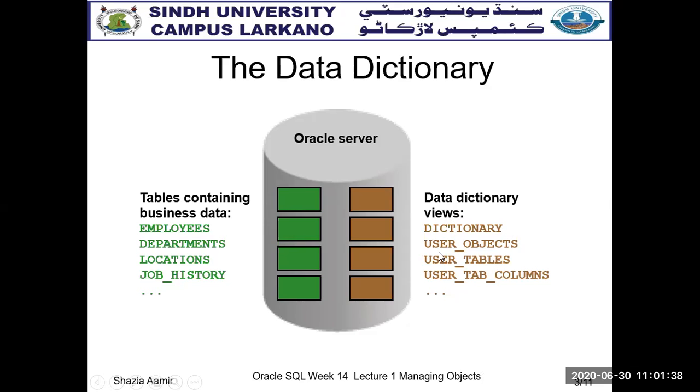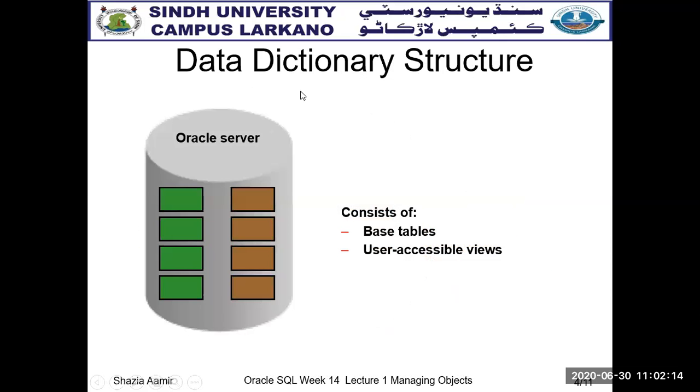Okay, then if you want to see the user objects, you only write this command. Then user objects, user tables, and user table columns will be displayed. Suppose in the previous database we have the employee table, department table, location table, and job history. These are the tables containing their data, and this is the data dictionary about these tables.